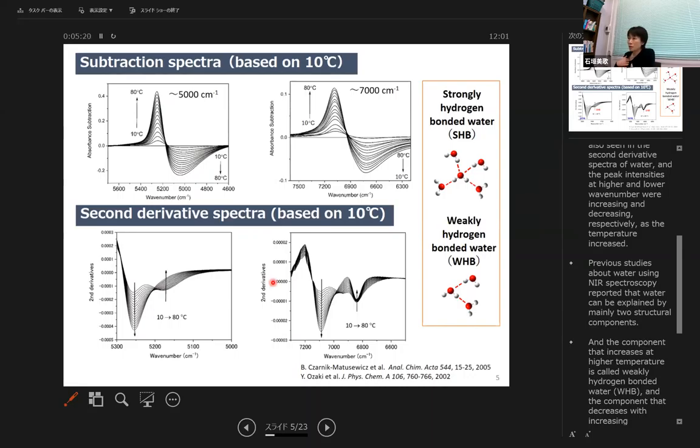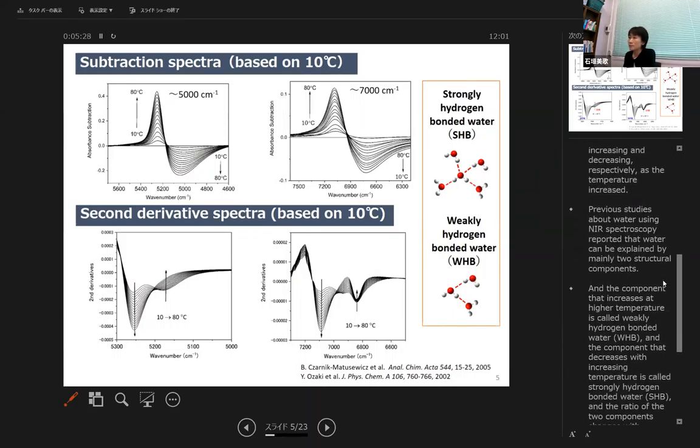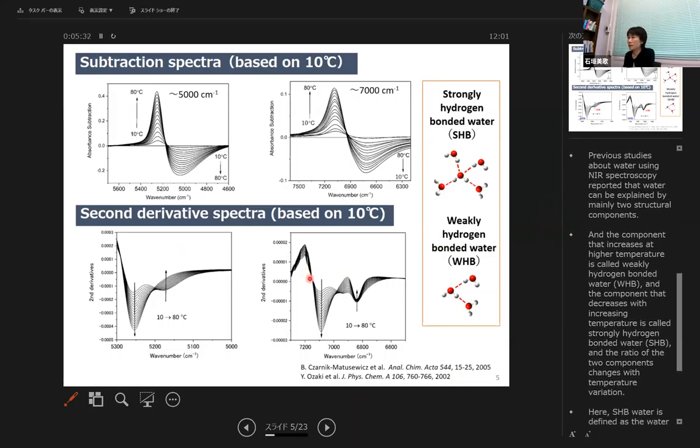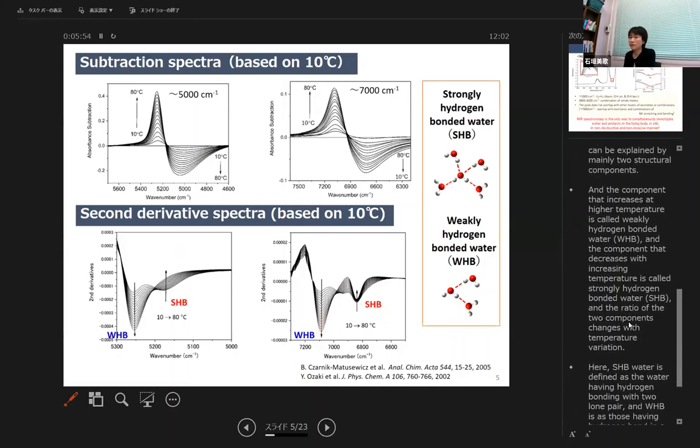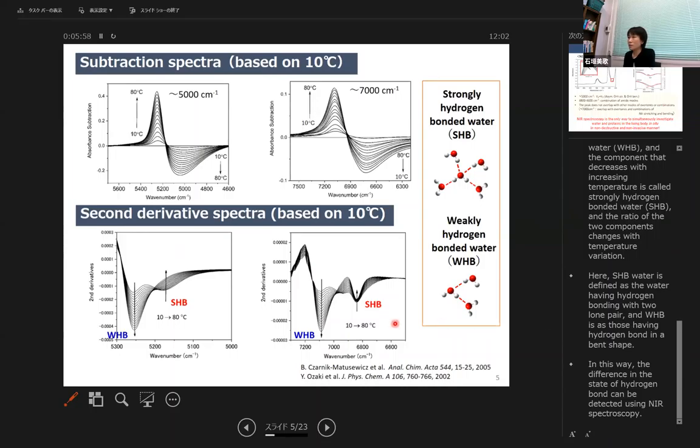Previous studies of water using NIR spectroscopy reported that water can be explained by mainly two structural components. The component that increases at higher temperature is called weakly hydrogen bonded water, WHB. The component that decreases with increasing temperature is called strongly hydrogen bonded water, SHB. The ratio of the two components changes with temperature variations. Here, SHB water is defined as water having hydrogen bonding with two lone pairs, and WHB is water having a hydrogen bond in a bent shape. In this way, the difference in the state of hydrogen bond can be detected using NIR spectroscopy.